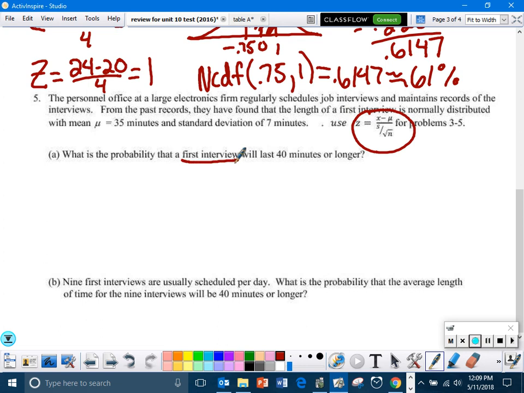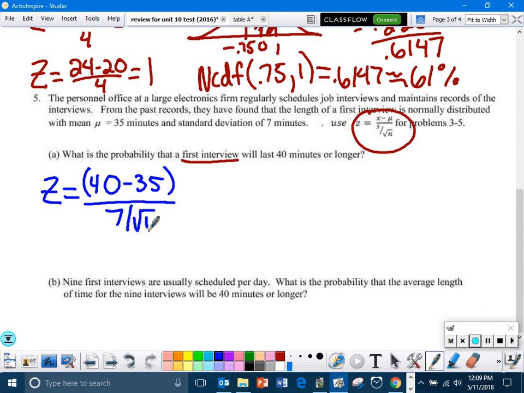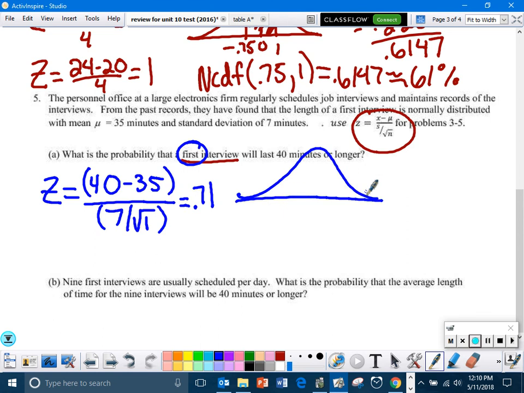So when we set this one up, we're going to go z equals 40 minus the 35 divided by 7 divided by the square root of 1, because it's the first interview. So there's only been one interview. So the decimal for that, the z-score is 0.71. Okay, now it says 40 minutes or longer. That's shading to the right.